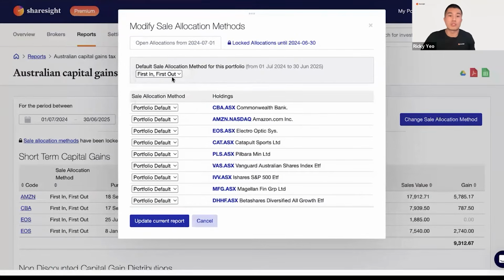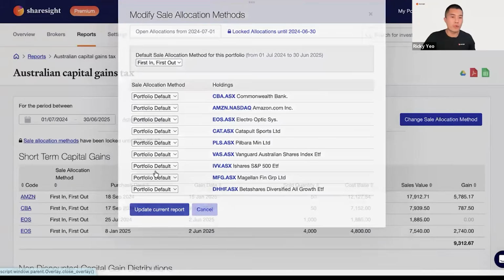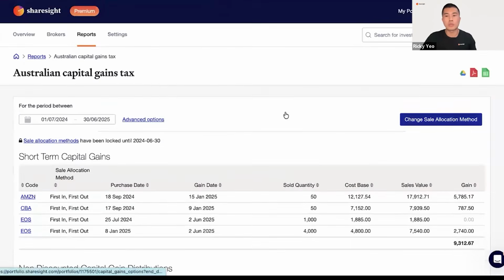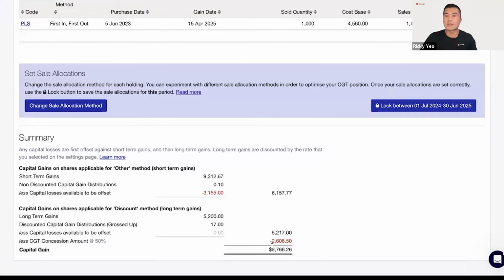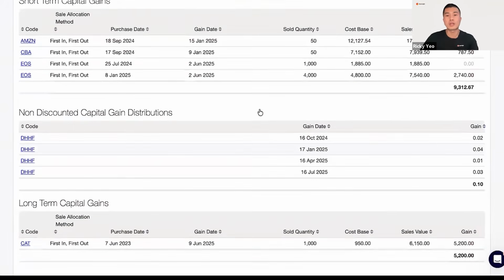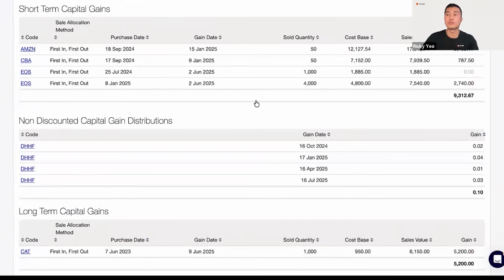But my recommendation is just to apply all the sell allocation methods and see which one works in your situation. You can apply a sell allocation method, look at the summary, see what the numbers are, and take note of that. Change the sell allocation method, look at the capital gains again, and then go through all the allocation methods and decide which one is more suitable for you.